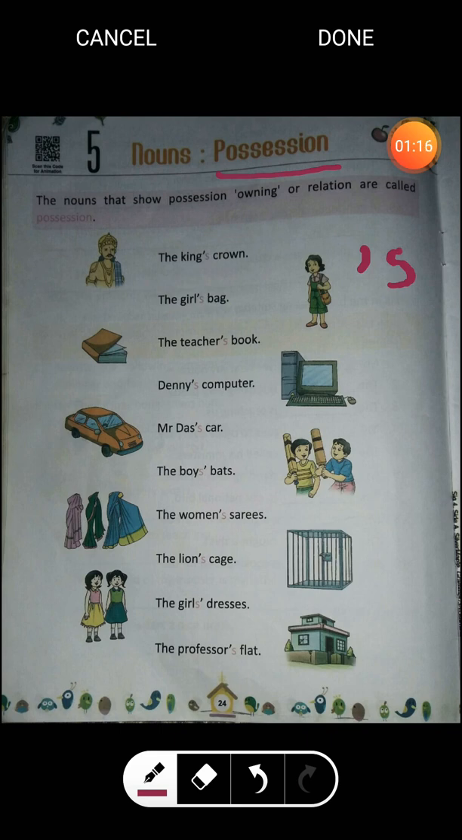A noun can show what it owns or possesses. We add an apostrophe S to a noun to show ownership. For example, let's take the first one, the king's crown. Whose crown is this? King's. Kiska crown? King ka crown. So that means the king has the ownership on the crown. Okay. So a noun that shows ownership or relationship is called possessive noun.